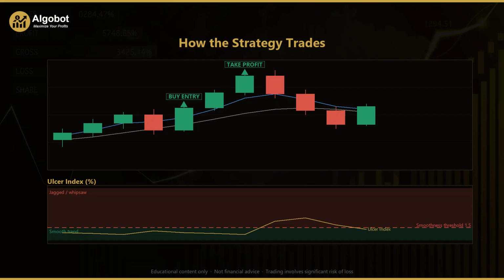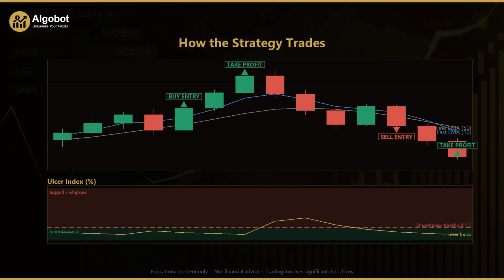Now the character of the market changes. Price stalls at the top and rolls over, and notice the Ulcer Index jumping up into the red zone as the move turns choppy. During those jagged bars, the strategy refuses to act because the smoothness gate is not satisfied. Price then works lower, breaking below the gray baseline average, which now begins to fall, defining a fresh downtrend.